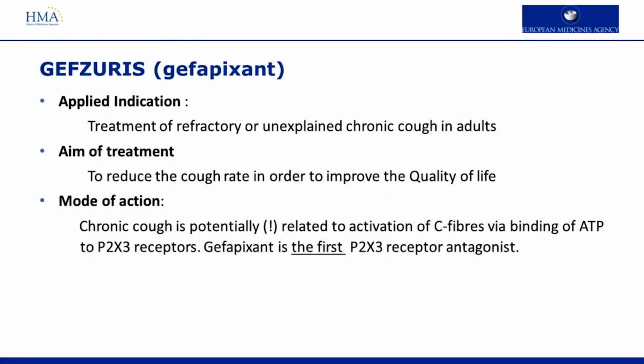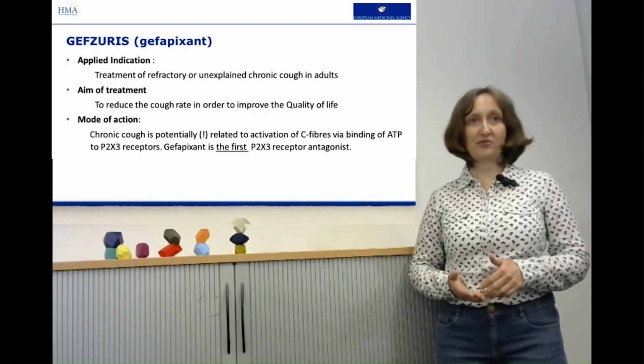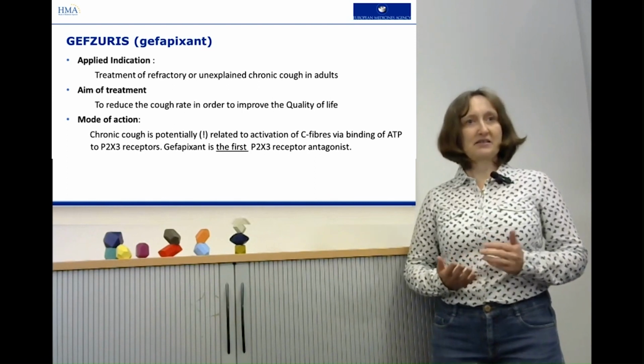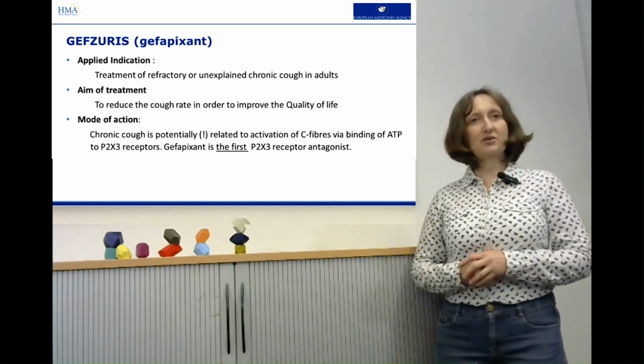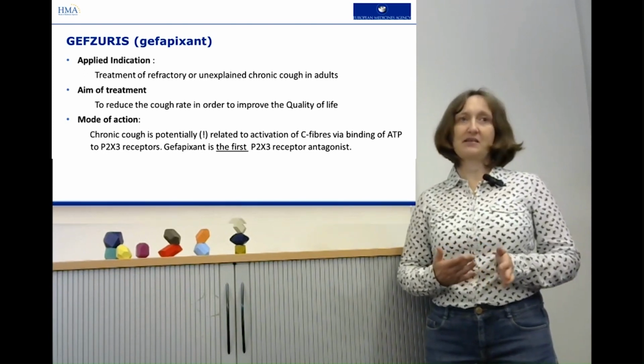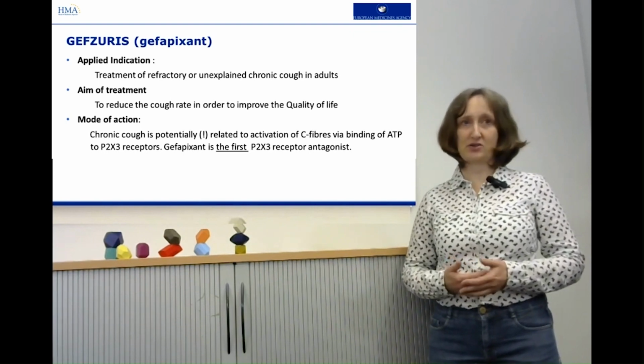Gefapixant was developed for the treatment of refractory or unexplained chronic cough in adults. In other words, this meant to reduce the cough rate. And while we always welcome if innovative medicines use a pharmacological mechanism that is new, the decision will depend on whether there is a clinically relevant effect, meaning, is there a benefit on the coughing that is perceivable for patients?